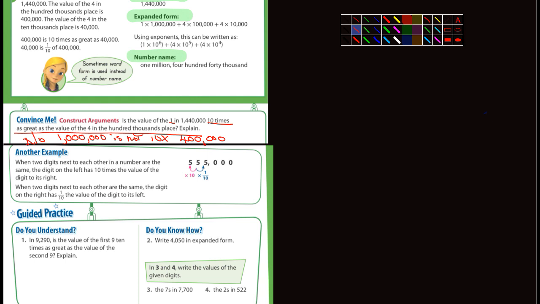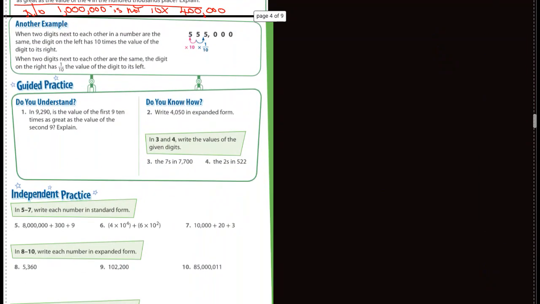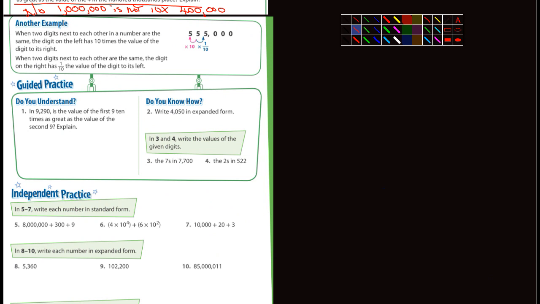Let's see here. Guided practice. Let's move on to the first page where you guys are going to be doing some work. They give you another example. I'm not going to worry about that right here, but you could look at it if you want in your book. It says, in 9,290, is the value of the first 9, that would be this one. Well, actually, I'm assuming it's that one. Maybe they're talking about this one.